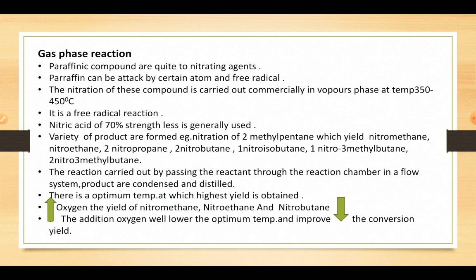For example, nitration of 2-methylpentane yields nitromethane, nitroethane, 2-nitropropane, 2-nitrobutane, 1-nitroisobutane, 1-nitro-3-methylbutane, and 2-nitro-3-methylbutane. The reaction is carried out by passing the reactants through the reaction chamber in flow. The products are condensed and distilled. There is an optimum temperature at which the highest yield is obtained.